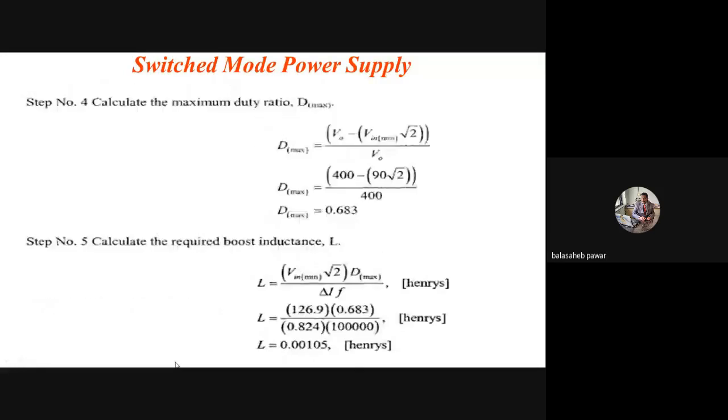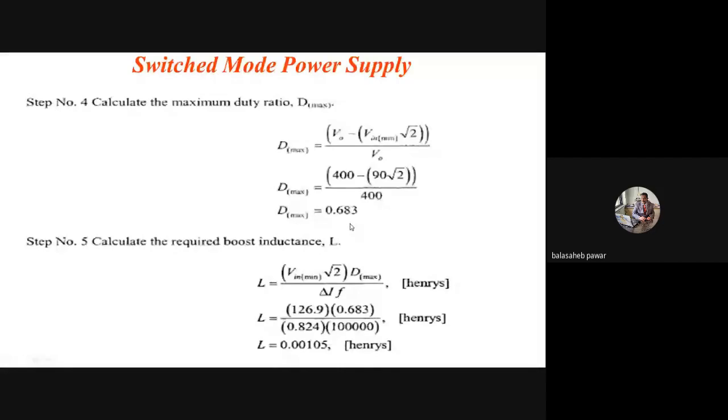Then the next step is to calculate the maximum duty cycle. The maximum duty cycle is determined by the formula. You have to note this formula, and according to our problem statement, you can calculate the maximum duty cycle. In this case, as per the requirement, output voltage is considered as 400 volts. V in minimum is mentioned as 90 volts. So by putting all these values in this formula, you will get the maximum duty cycle of 0.683.